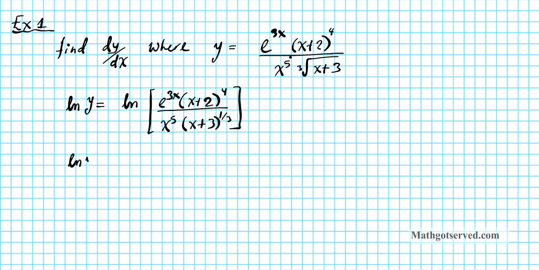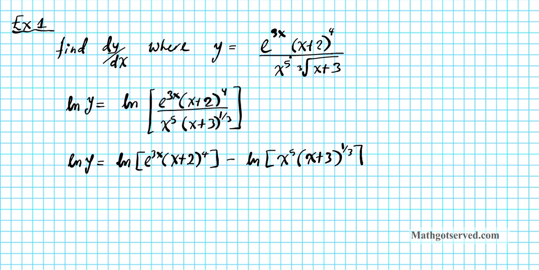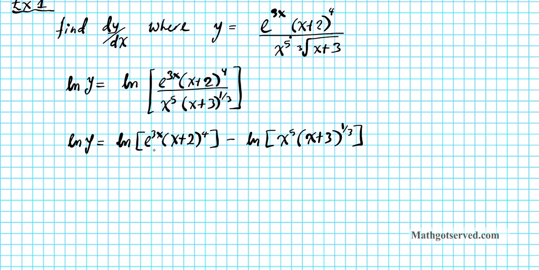This is going to become natural logarithm of y equals. Now, you have a quotient of two terms. The logarithm of the quotient of two terms is the same thing as the logarithm of the numerator minus the logarithm of the denominator. So it's going to be the natural logarithm of e to the 3x times (x plus 2) to the 4th, minus, for the division, the natural logarithm of x to the 5th times (x plus 3) to the 1/3. Close that.